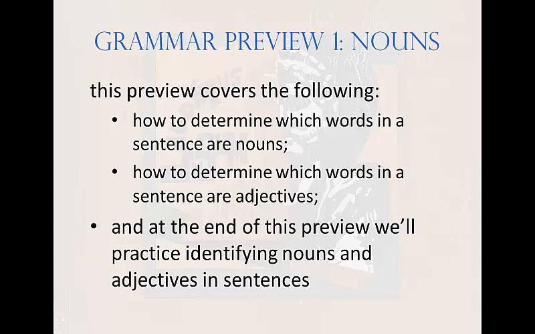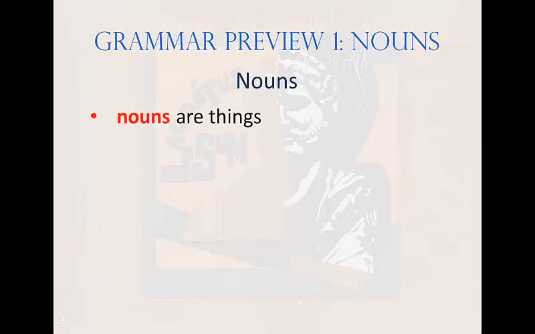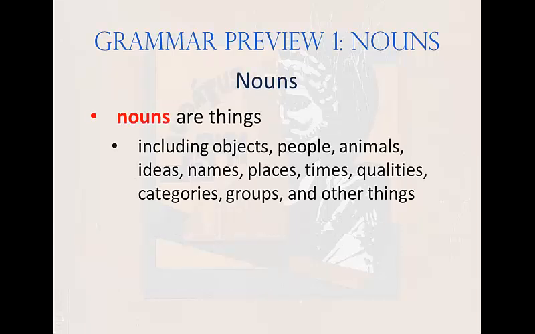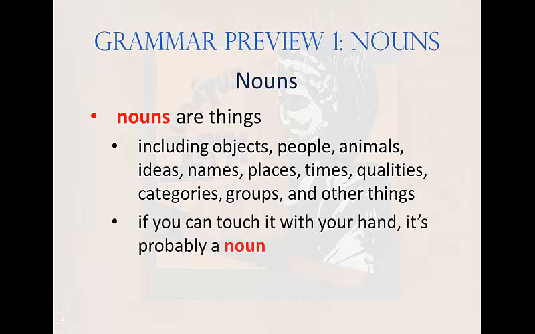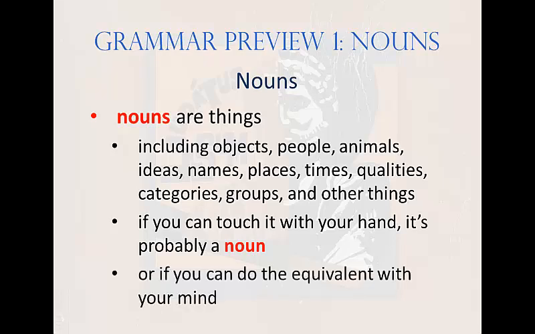adjectives in sentences. At heart, nouns are things, like objects, people, animals, ideas, names, places, times, qualities, categories, groups, and all sorts of other things. Basically, if you can touch it with your hand, then it's probably a noun. Or if you can do the equivalent with your mind, that is, consider, conceive, and contemplate it, if you can wrap your head around it, it's a noun.